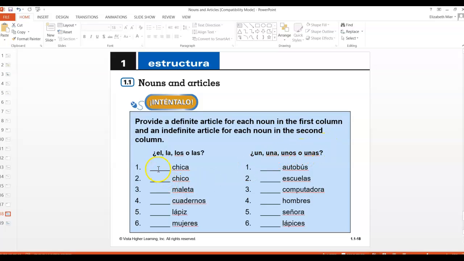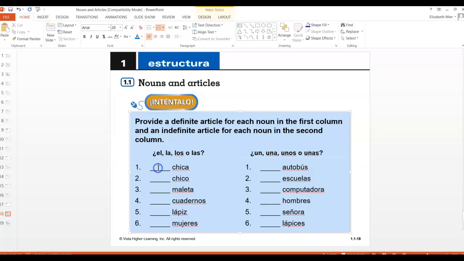I'll actually do one with you. You have chica, so I have to choose between el, la, los, or las. If we notice here, there's no S, so we know that's going to be one. Chica would be girl, so we know it's going to be feminine. So this is my feminine singular. Then I would type in la. And then I'll do one over here for you.